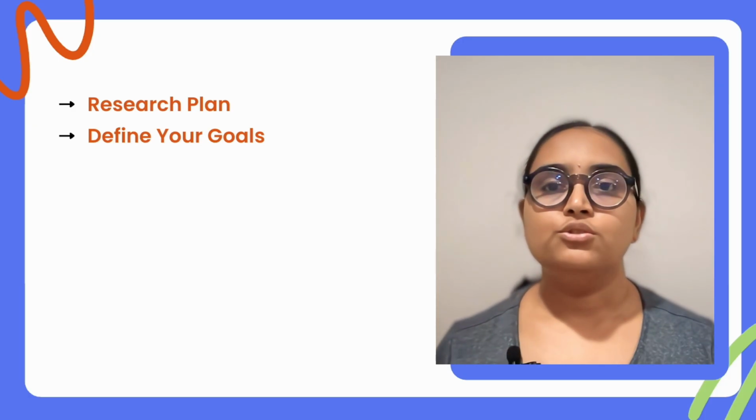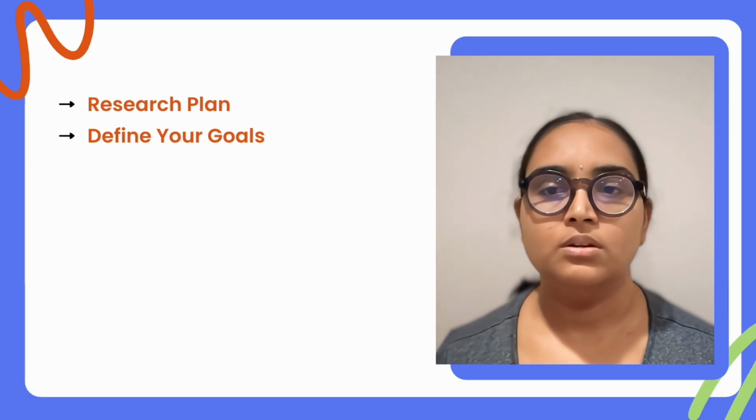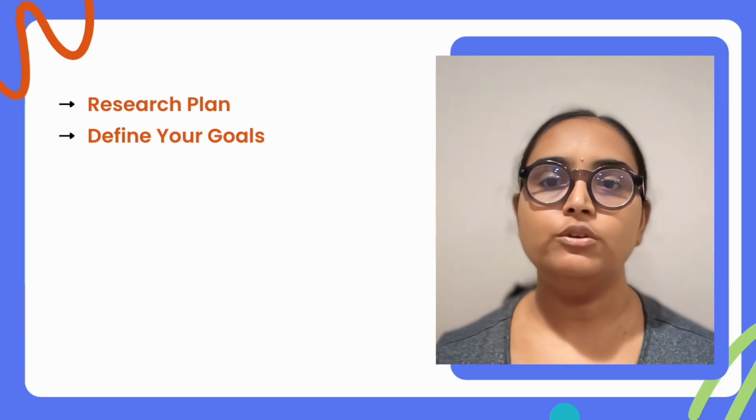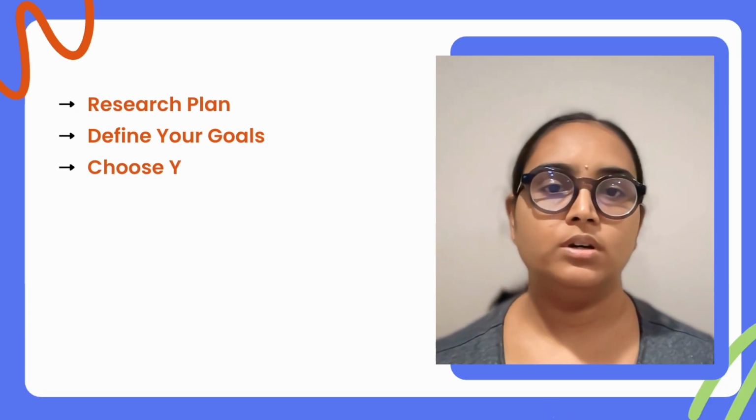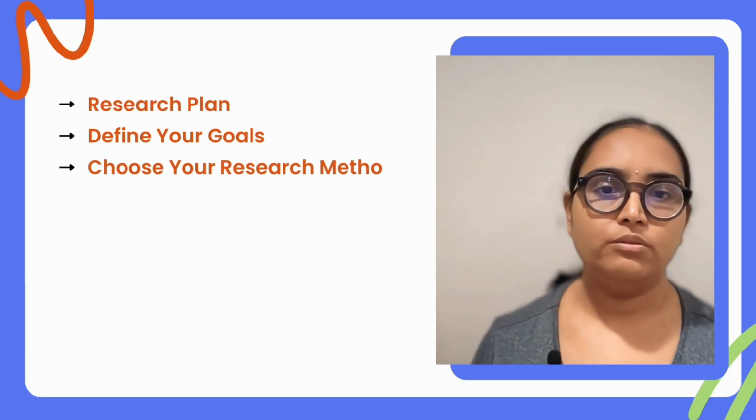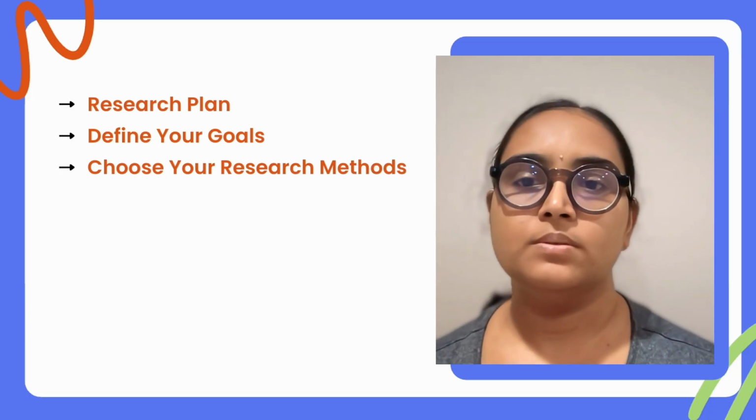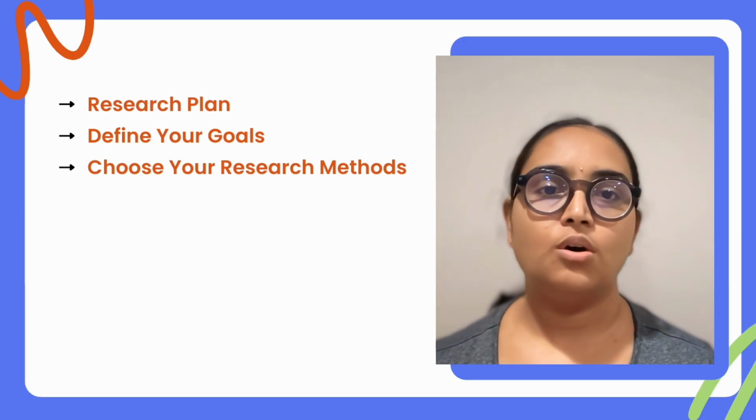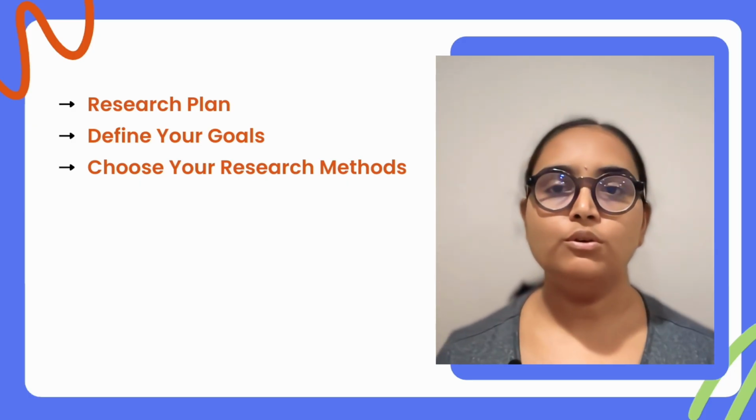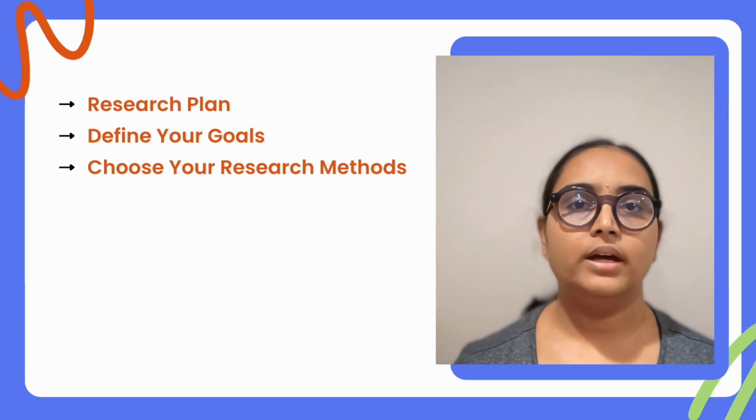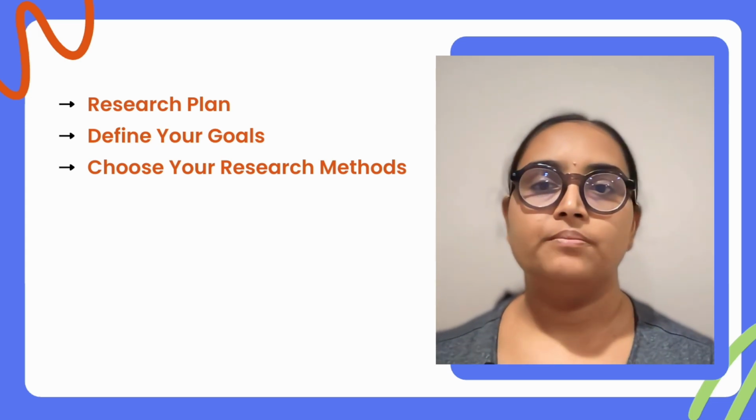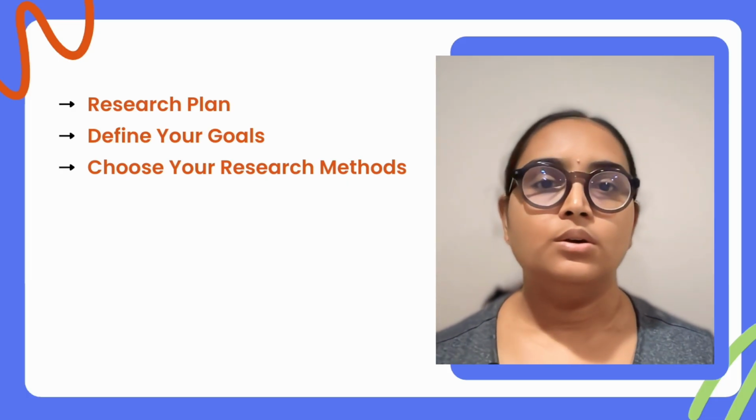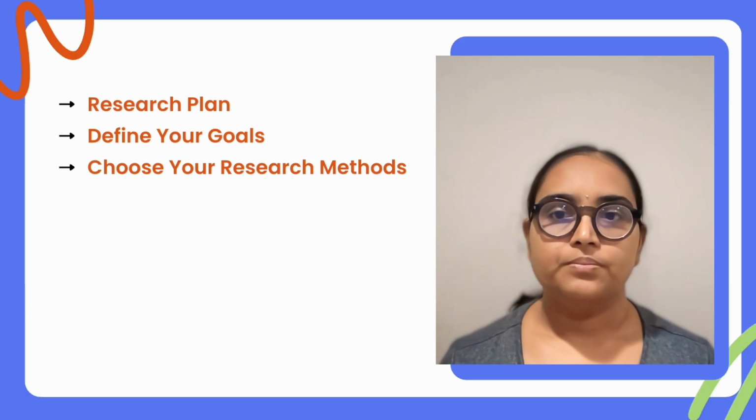Next, choose your research methods. Once you know your goals, choose the right method. If you want to explore user behavior, do user interviews or observations. If you want to measure something, use surveys or analytics. If you want to evaluate a design, then run a usability test. Your method should always match your goal, not the other way around.